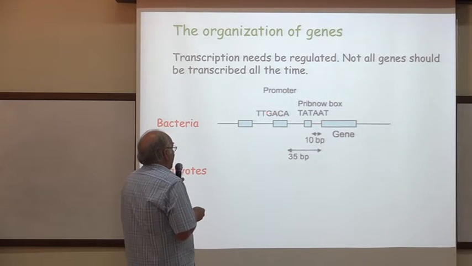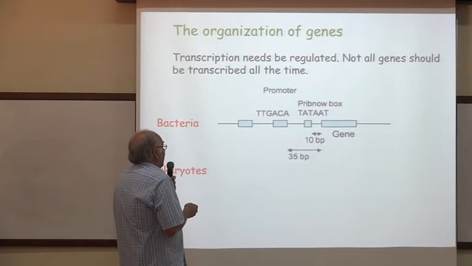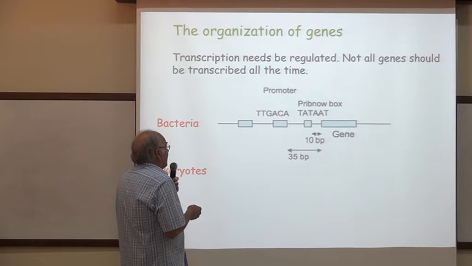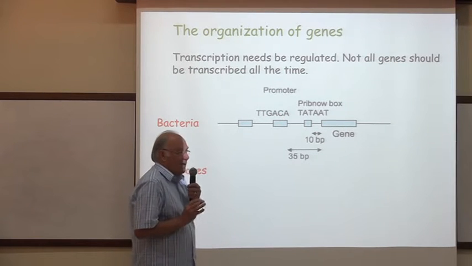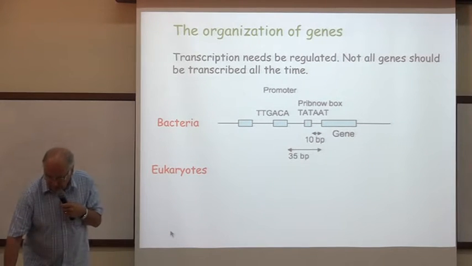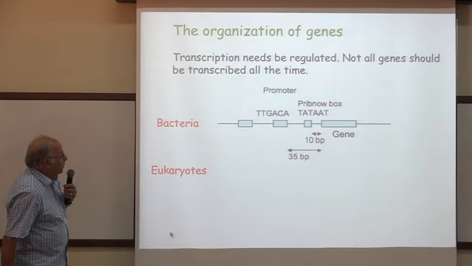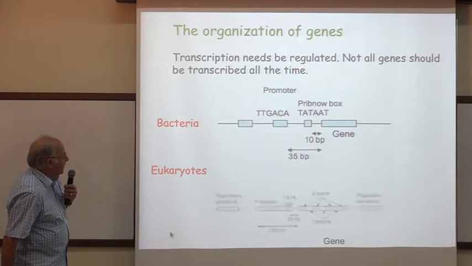preceding the gene. And then 35 base pairs away you have another sequence, TTGACA, which is also a very important signal for recognition of the correct promoter region for the specific gene.